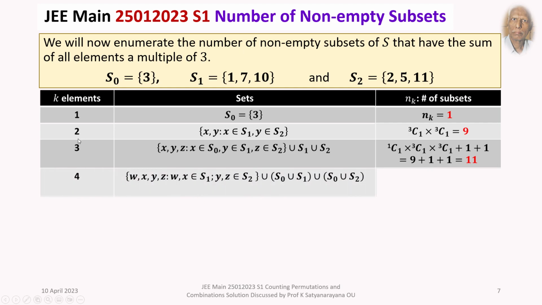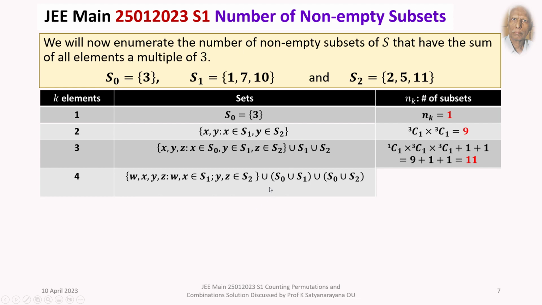Now, having 4 elements. So take W, X, Y, Z. Now take any 2 elements from S1. You add any 2 elements, it is a multiple of 3. Any 2 elements from S2 is a multiple of 3. So that means 2 elements out of 3 elements from S1, that is 3C2, multiplied by 3C2.